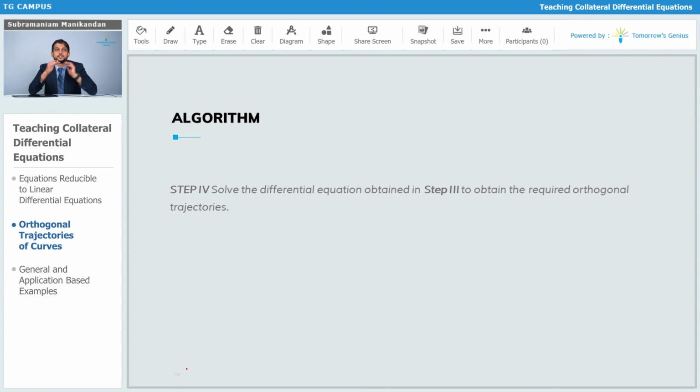So it's a 4-step process. First you write the equation of the curve representing the family of curves which are given to you. Then you form the differential equation by eliminating the arbitrary constants. In the third step, once you form the differential equation, you replace dy by dx by minus dx upon dy. Again, you'll get another differential equation. Solve it, and you'll get the orthogonal trajectory of the curve.